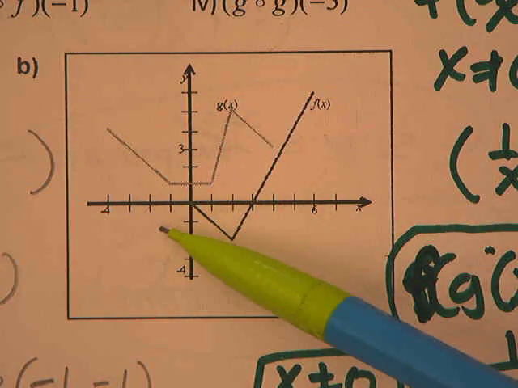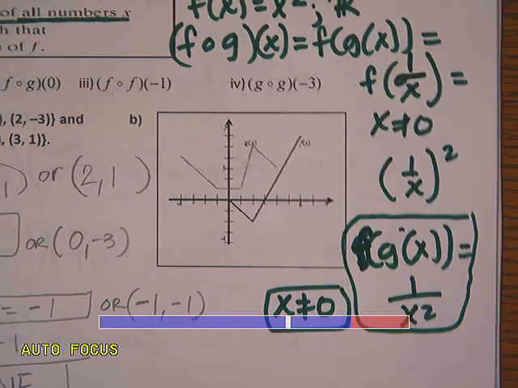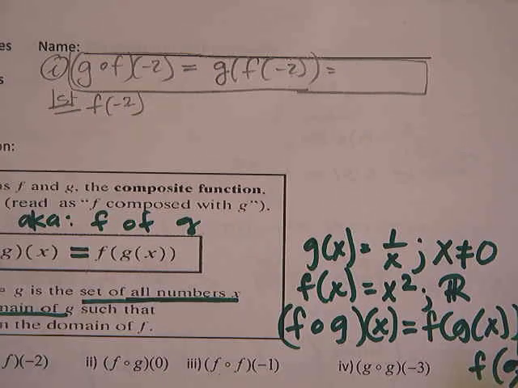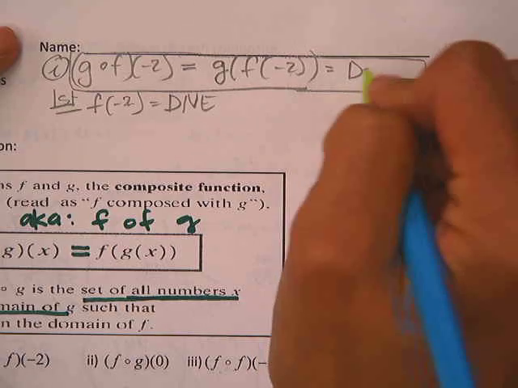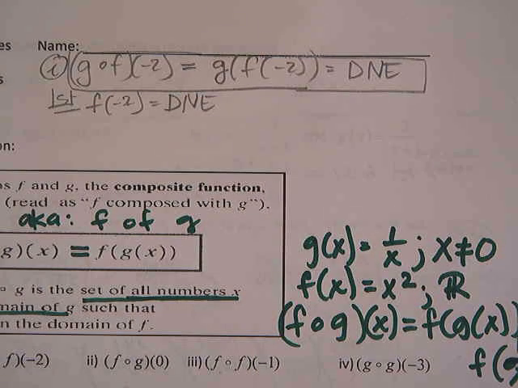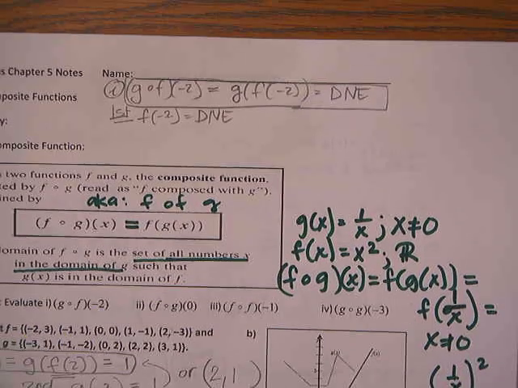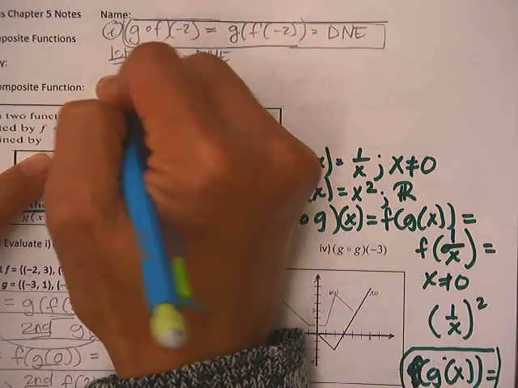No, there's nothing here, guys. There's nothing over here. So because there's nothing on that side, it doesn't even exist. Does not exist. So my answer is does not exist. That is just that easy. Because the inner component doesn't exist, the entire composition doesn't exist.